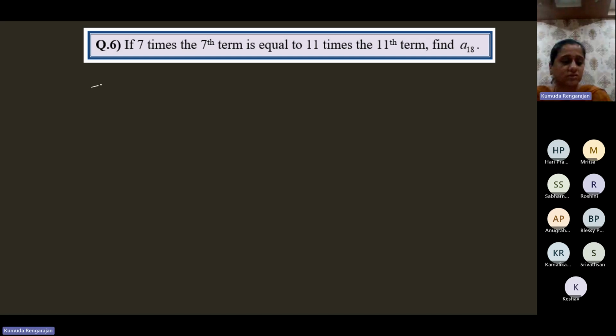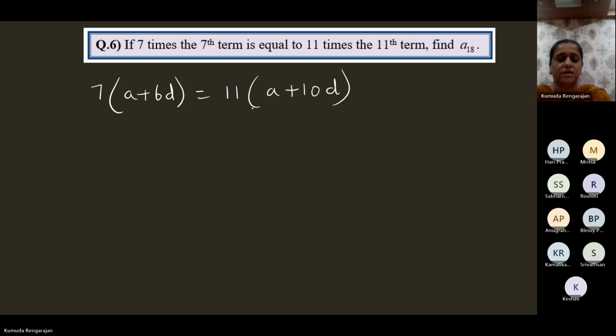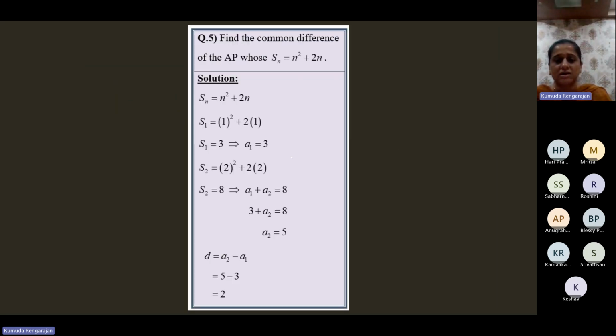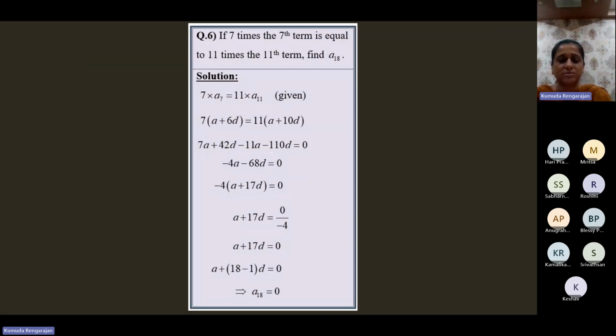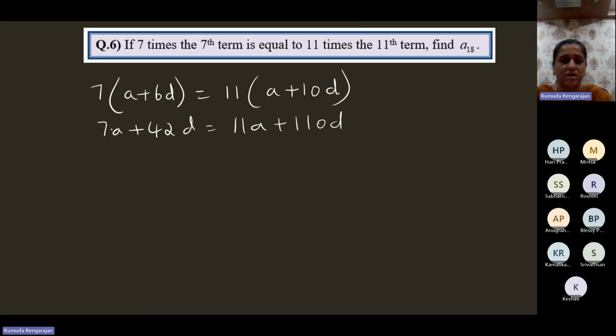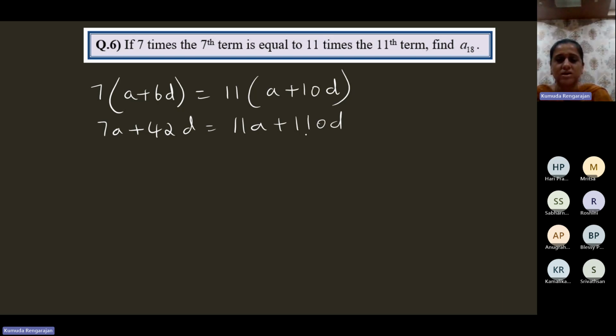Okay. 7 times the 7th term, A plus 6D, is equal to 11 times the 11th term, A plus 10D. So 7A plus 42D is equal to 11A plus 110D. Bring everything to one side. You can even take these numbers here so that they'll be positive. You can see 11A here, so minus 7A will be positive. 110D minus 42D will be positive. You can do it that way also.